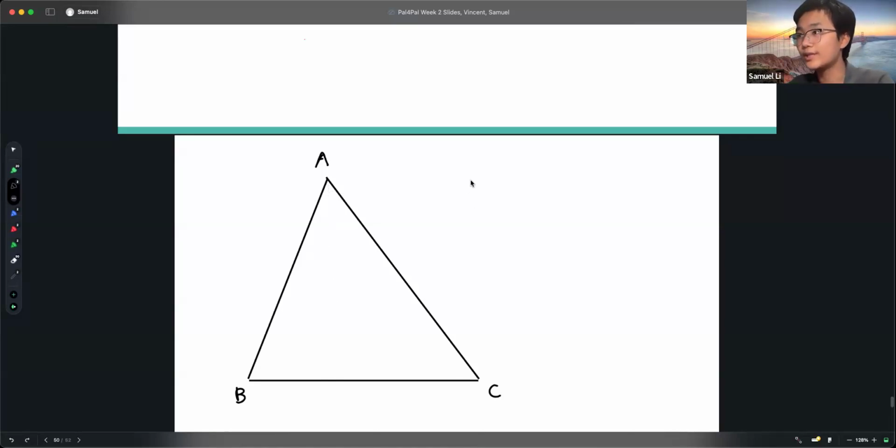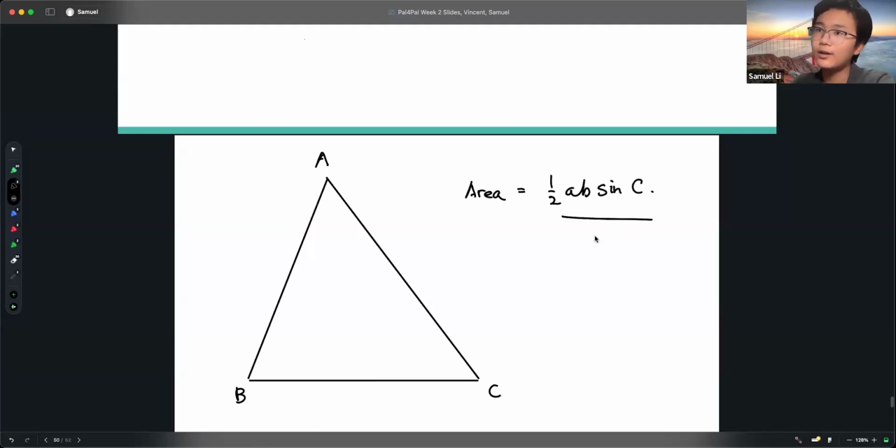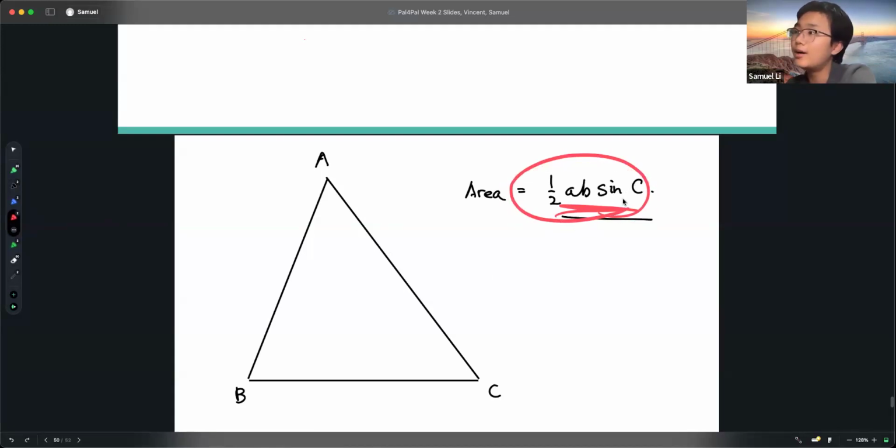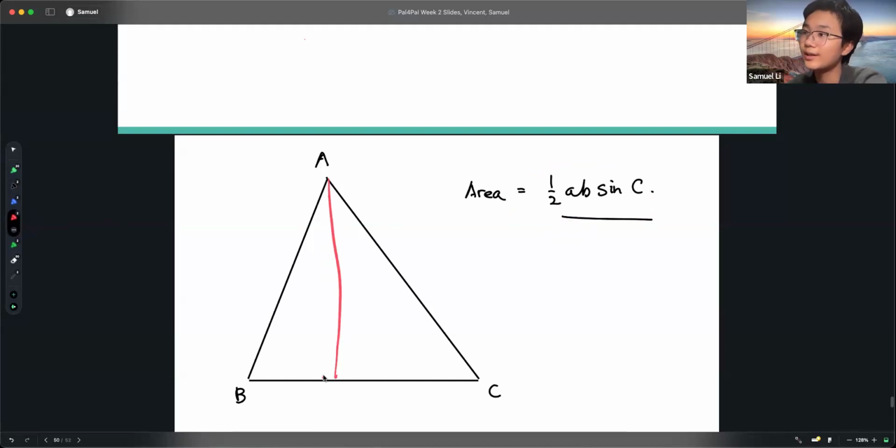Another way would be to use area is equal to, oh, I already used A. I'll just write area is equal to half times AB sine angle C. So this formula is actually surprisingly really important in geometry. The proof behind this is somewhat similar to law of cosines. You can try to prove this after class. It's actually way easier than the proof of law of cosines.